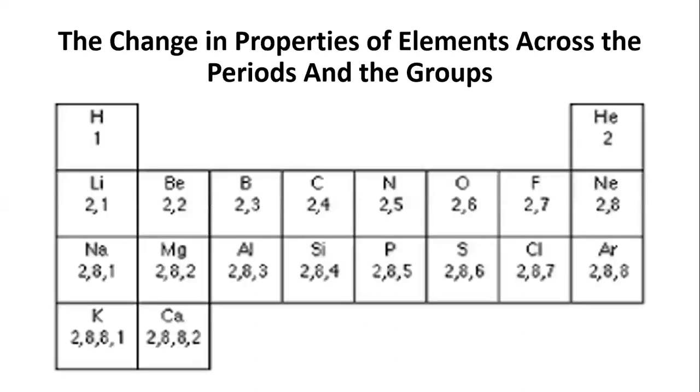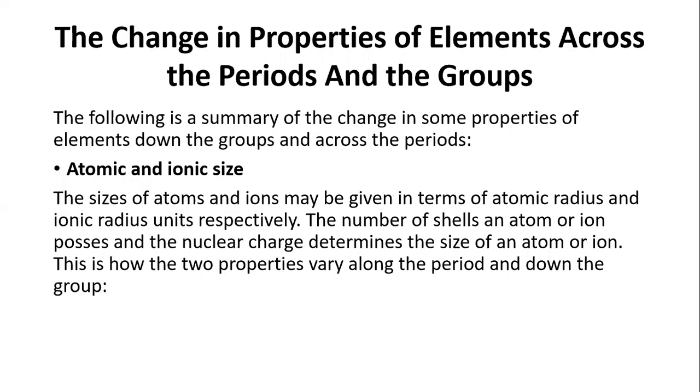So this is a periodic table of the first 20 elements, starting from hydrogen to calcium. Now, we said that the periods are the rows, while the groups are the columns. So from there, we'll see the changes in the properties of these elements across the periods and the groups. The following is just a summary of changing properties of the elements down the group and across the periods. Starting with the first one, atomic and ionic size.